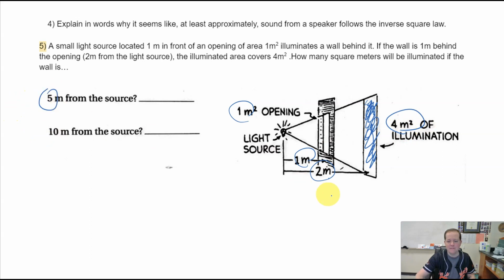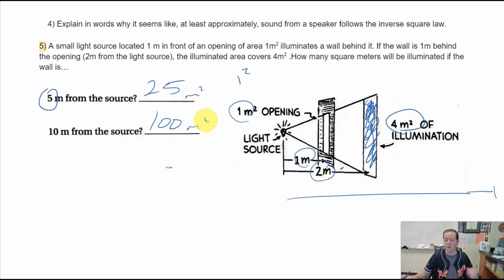Well, what happens if now I'm 5 times further away? That'd be like over here somewhere. Maybe I can't even fit it in. What would the area of coverage be? Well, what's the pattern? 1 squared, 1. 2 squared is 4. What's 5 squared? 25. That would be the area of coverage. If I was 10 meters away, 10 squared, that'd be 100 meters squared.